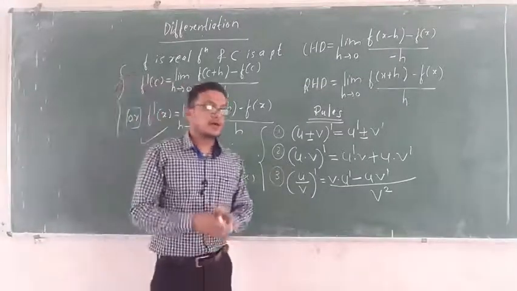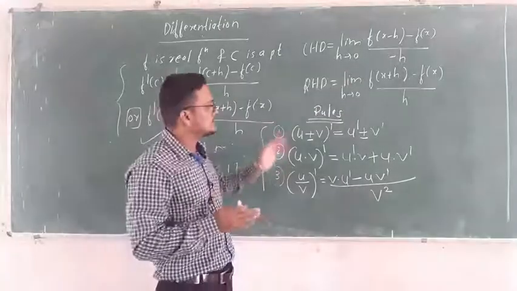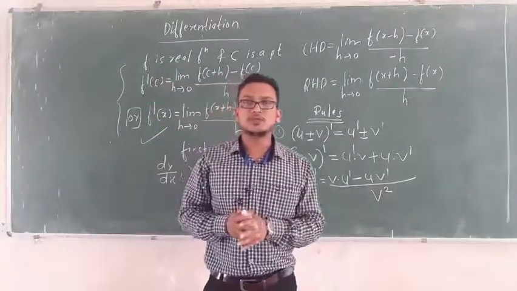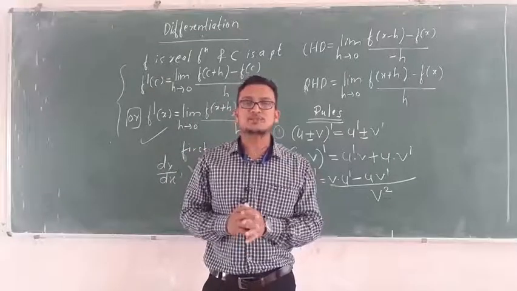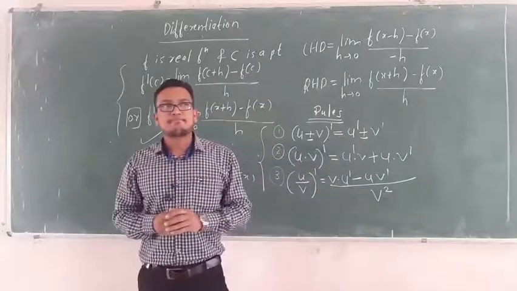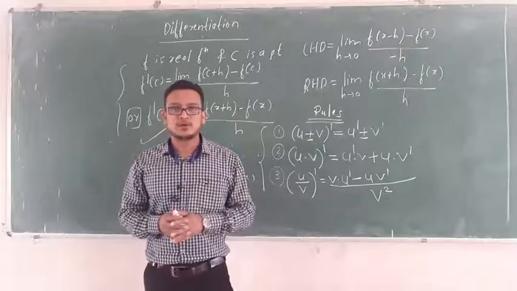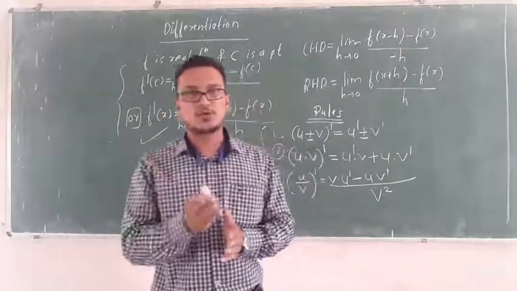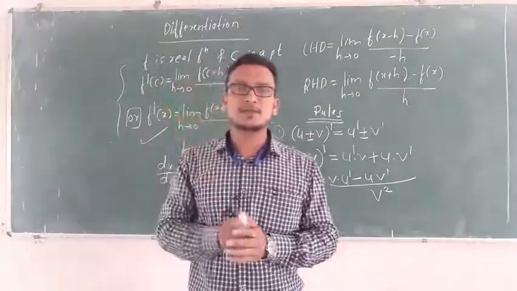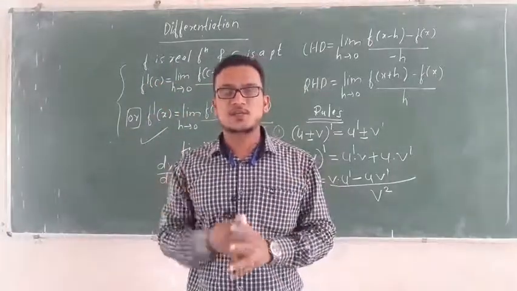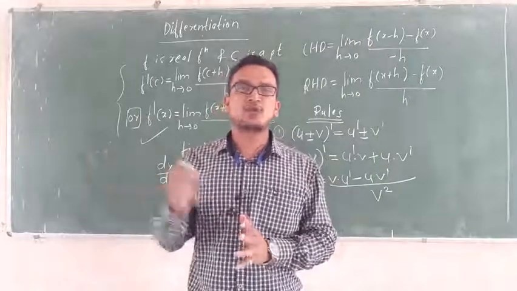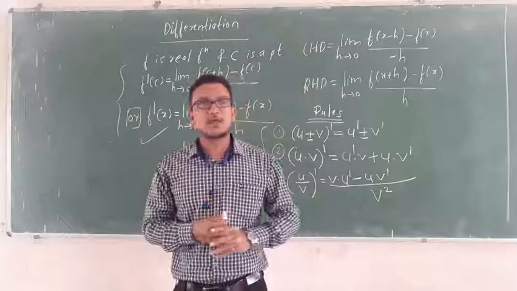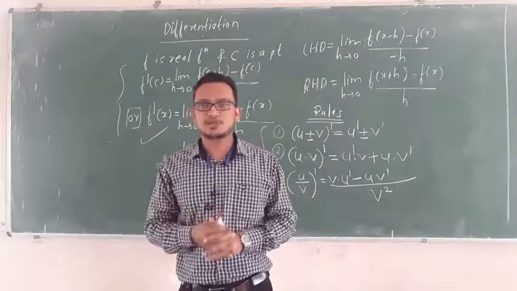After seeing this video, please go through all the first year trigonometric formulas as well as some polynomial formulas. For example, the derivative of sin x is cos x. Cos x derivative is minus sin x. Tan x is sec square x. Sec x is sec x into tan x. Cosec x is minus cosec x into cot x. And cot x is minus cosec square x.